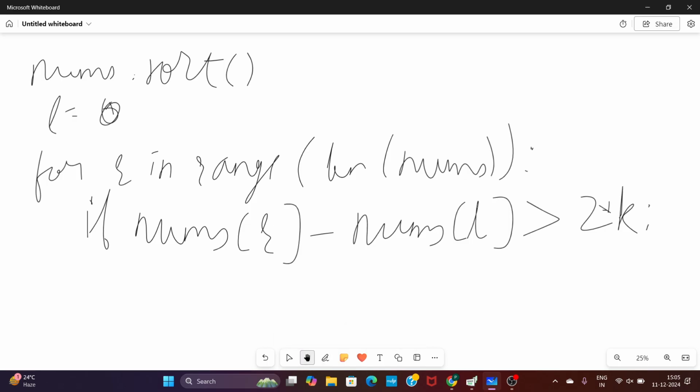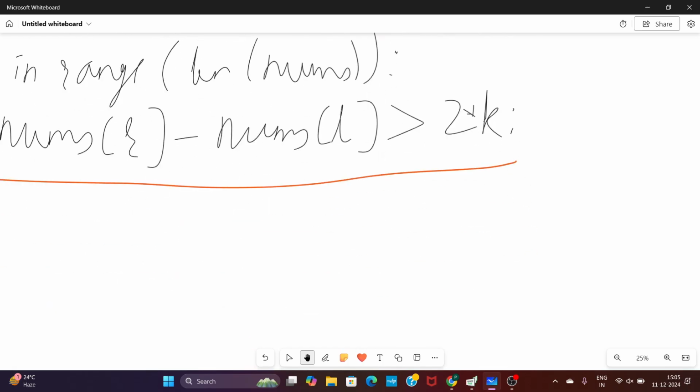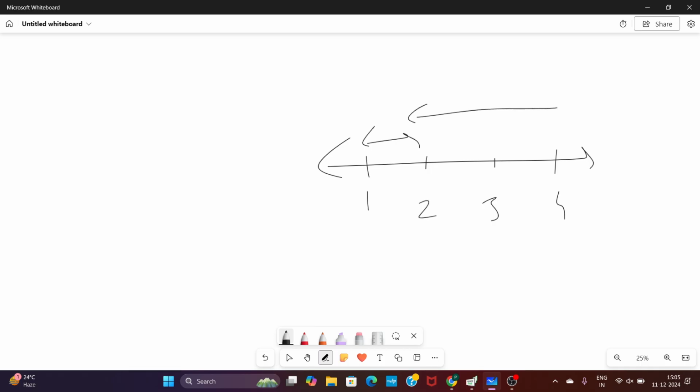Why have we used this formula? Why have we used this 2 into k? Why are we subtracting r minus l? Let's see. For example, we have been given 1, 2, 3, 4, and the ranges are like 1 to 2, 2 to 4, then 1 to 3. These are the ranges.